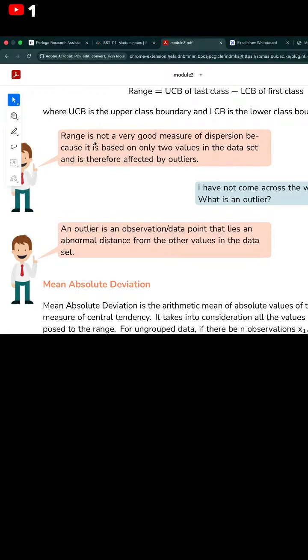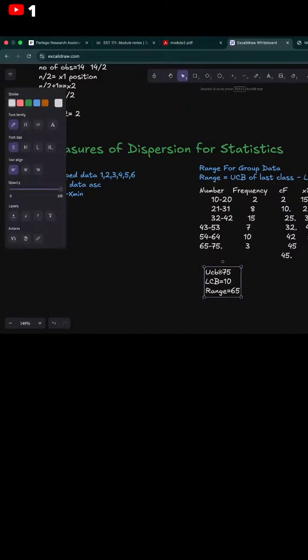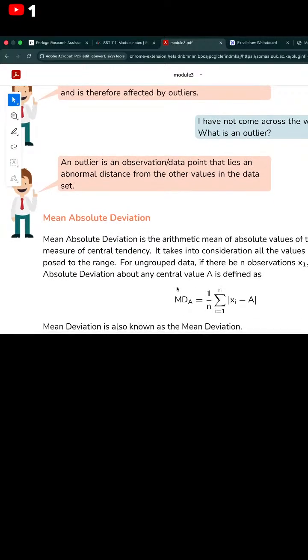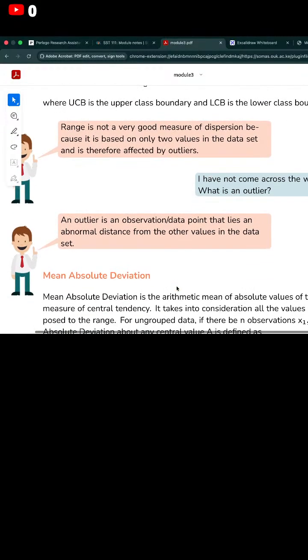So we were saying range is not a very good measure of dispersion. Dispersion is spread, like how spread out your data is. But for range, you can see here it just takes care of the highest and the lowest value and it ignores the other individual numbers. So we can use other methods that take care of all the data so that we know how spread out it is.